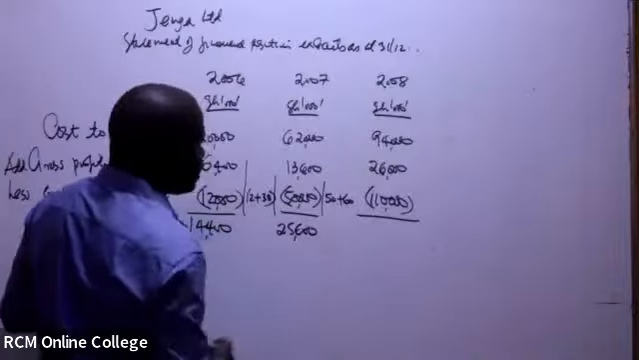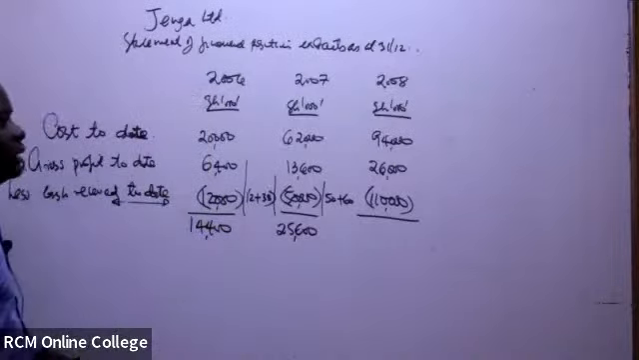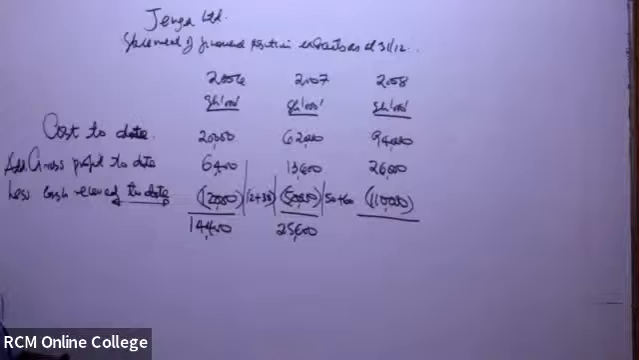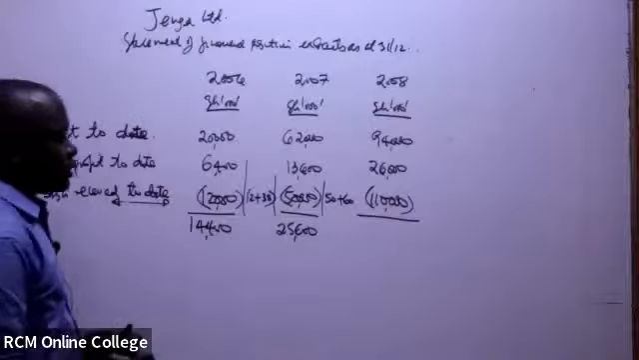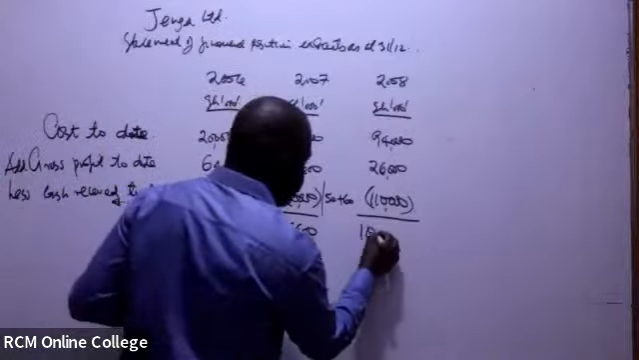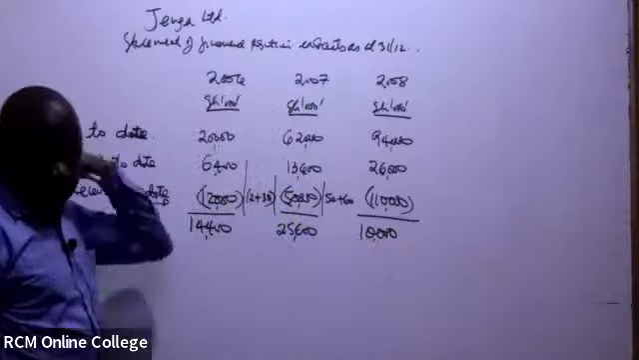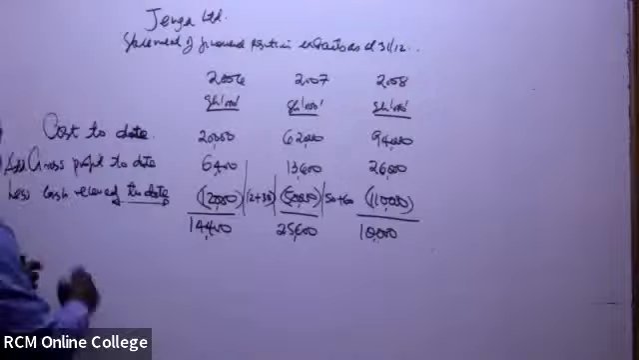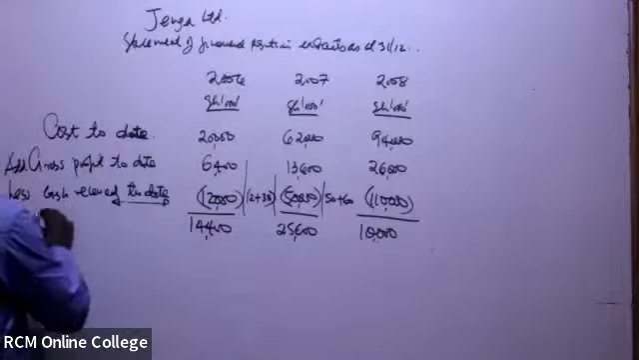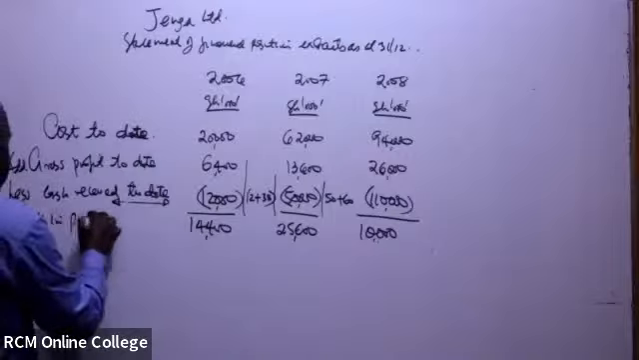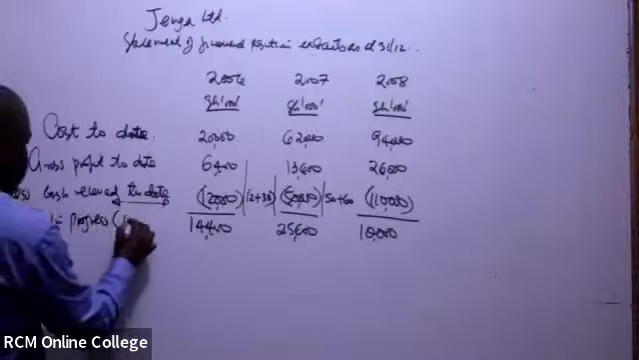Then this one is 94 plus 26. You get 120. And therefore here you should be able to get 10,000. So that's what will be the work in progress, or basically the WIP.